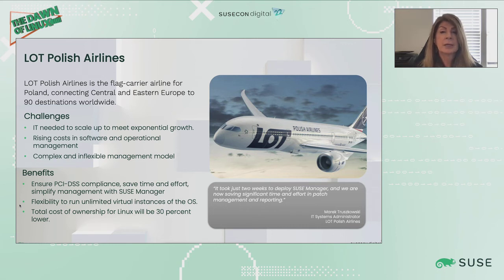Now let's talk about some customer successes with Liberty. The first one I want to talk about is LOT Airlines. LOT is the flagship carrier for Poland, so they are kind of a big deal. They needed to scale up since they were going through exponential growth, but at the same time, like many of you, they were asked to keep their costs under control. And they had a large, complex management model. So they came to SUSE for help.